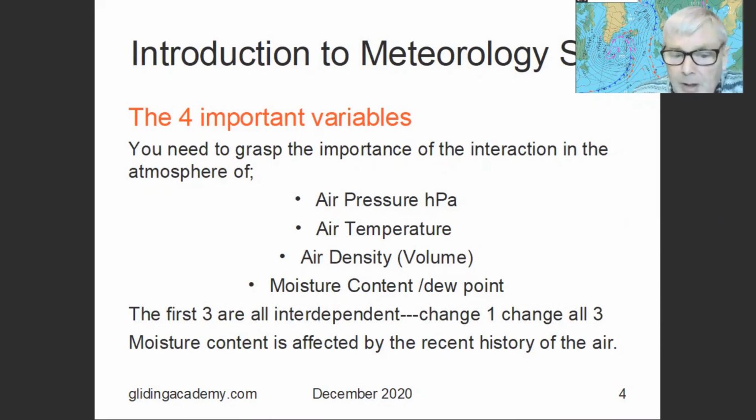The 4 important variables we're going to be talking about are air pressure, air temperature, air density, and the moisture content. And the top 3 are all completely independent. You change one and you change the other. And the moisture in the air, the moisture content, is a function of where the air has actually come from, what its recent history is.